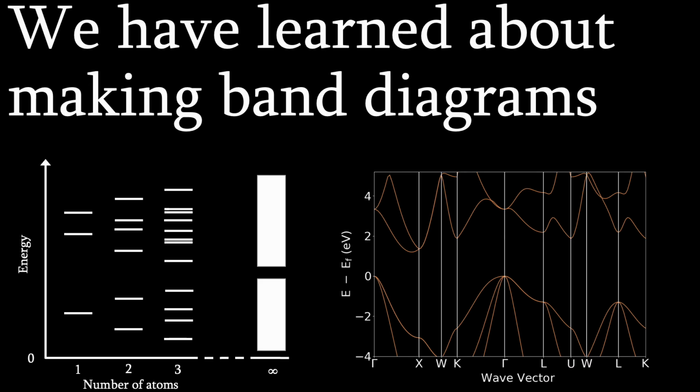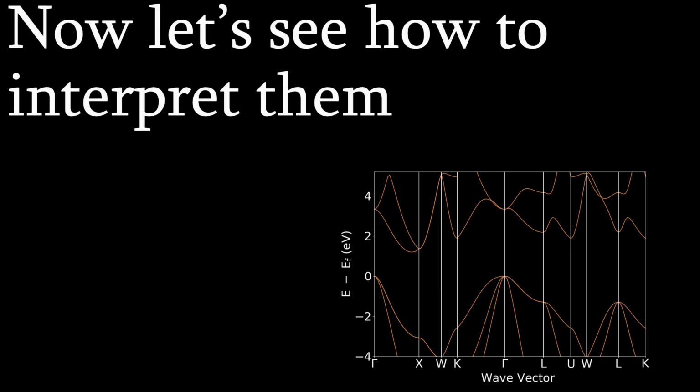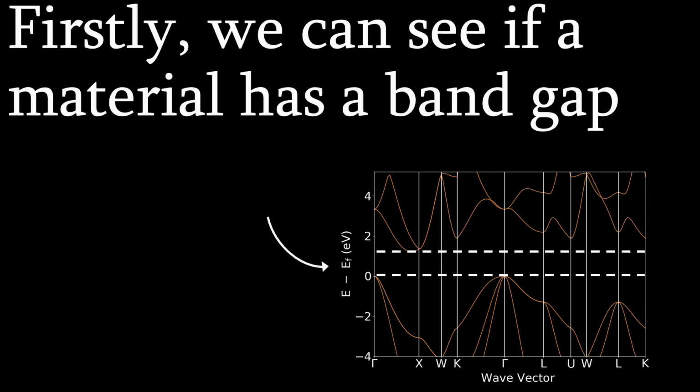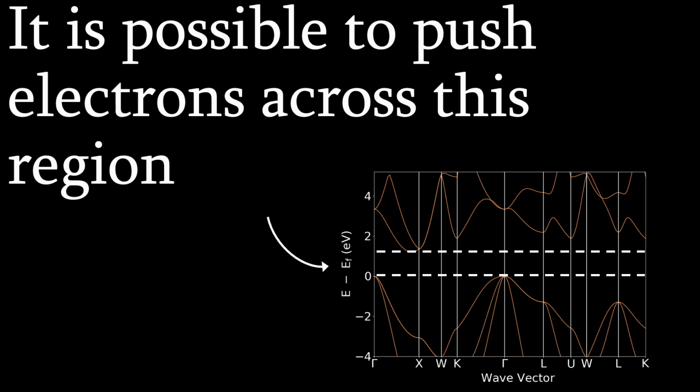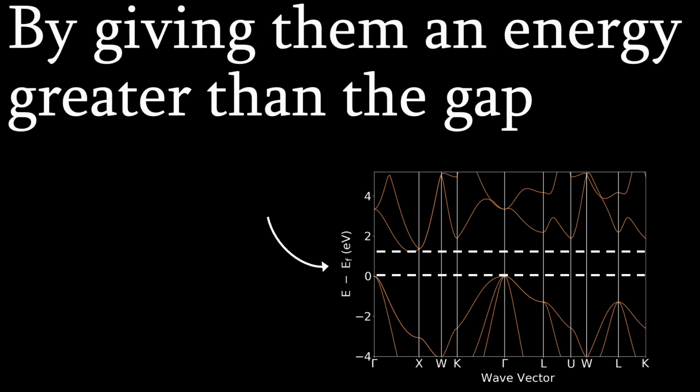We have learned about making band diagrams. Now let's see how to interpret them. Firstly, we can see if a material has a band gap. It is possible to push electrons across this region by giving them an energy greater than the gap. But electrons can never reside within this energy range.